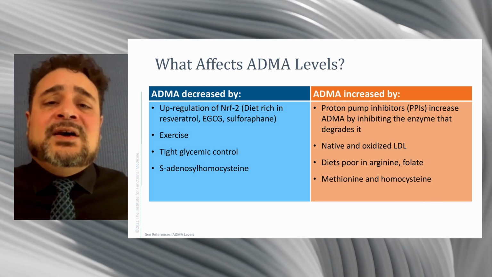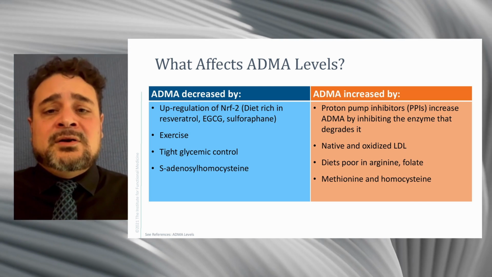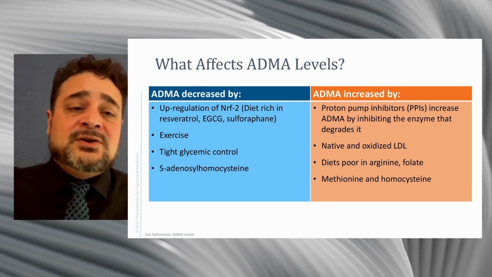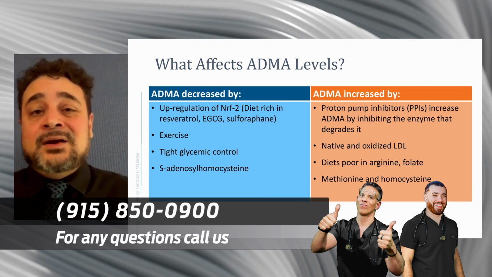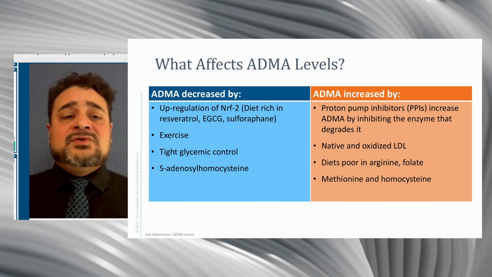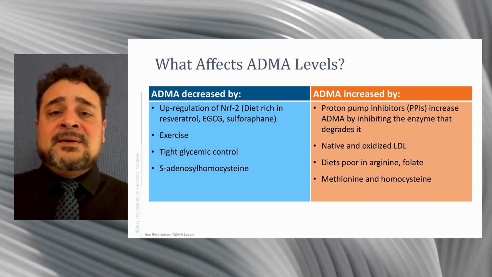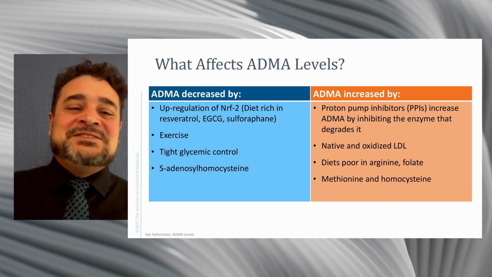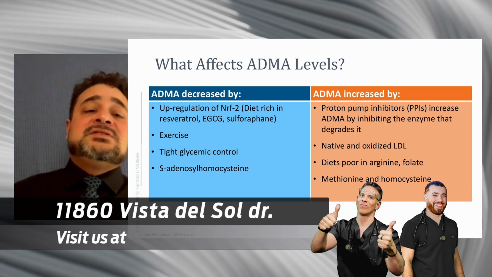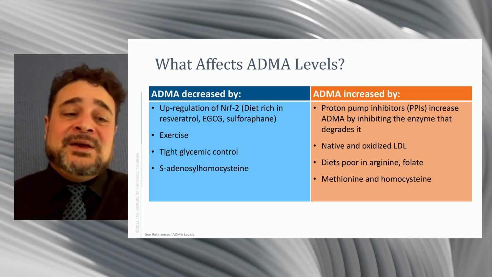And here are some things that affect ADMA, because basically you want your ADMA to be low. If your ADMA is low compared to your arginine, and you can check ADMA and arginine levels, then you can do things about it. So increasing NRF2 can decrease ADMA. So resveratrol, EGCG, go ahead and put in the chat box what EGCG stands for, help your colleagues out. And then sulforaphane. Those things are going to help upregulate NRF2 to decrease ADMA.